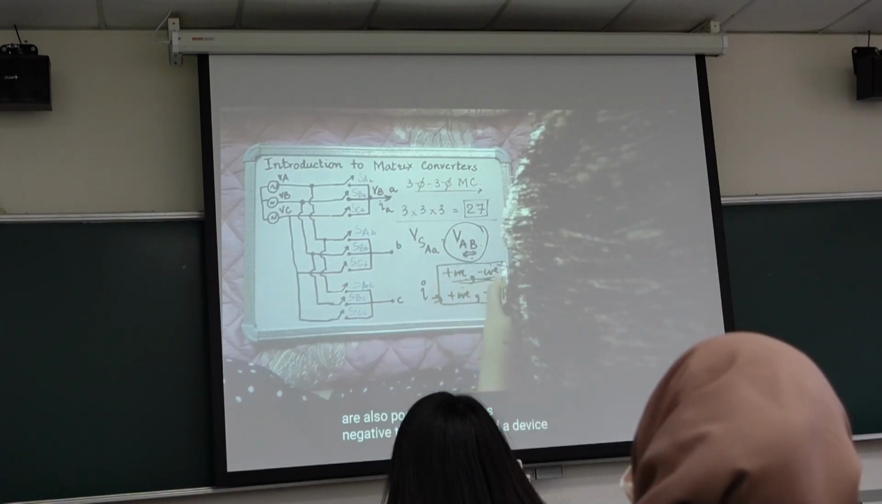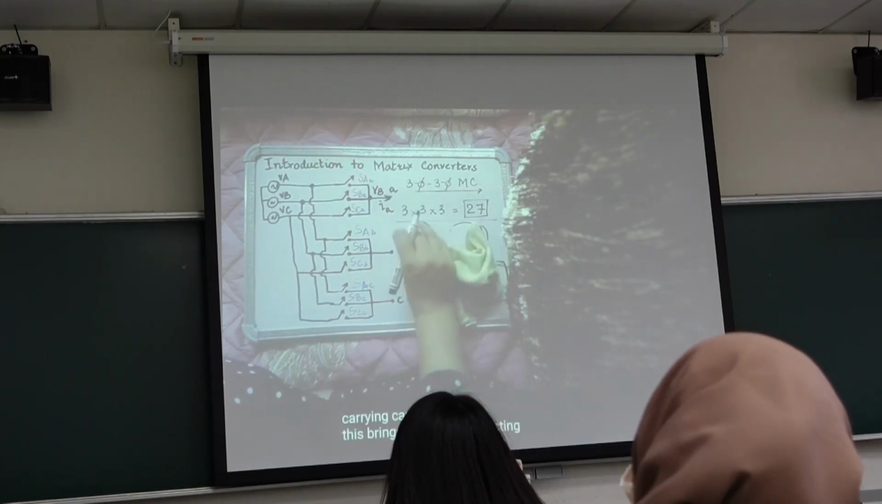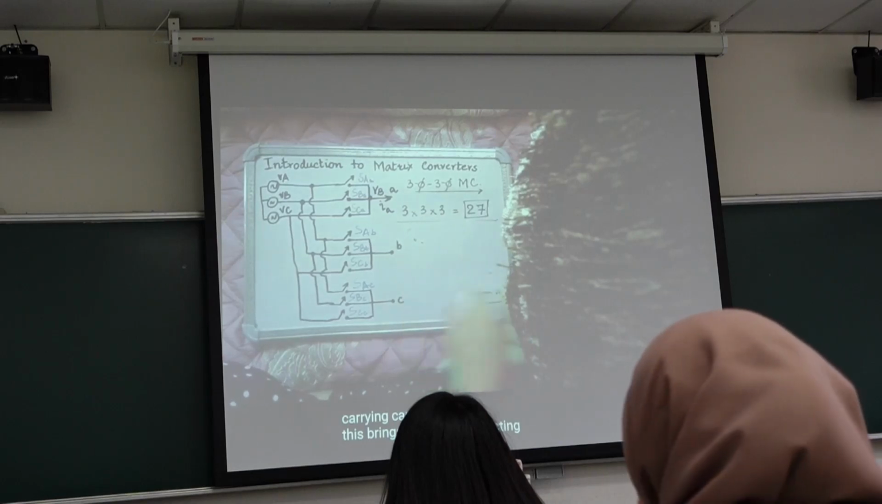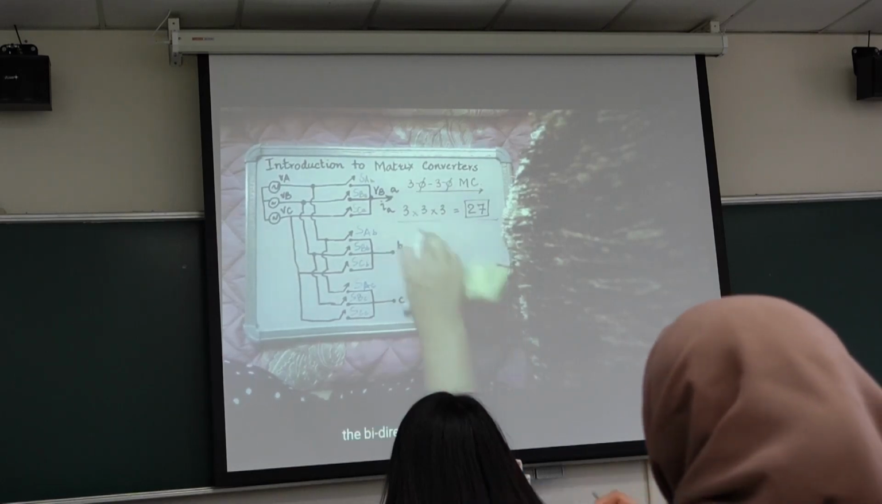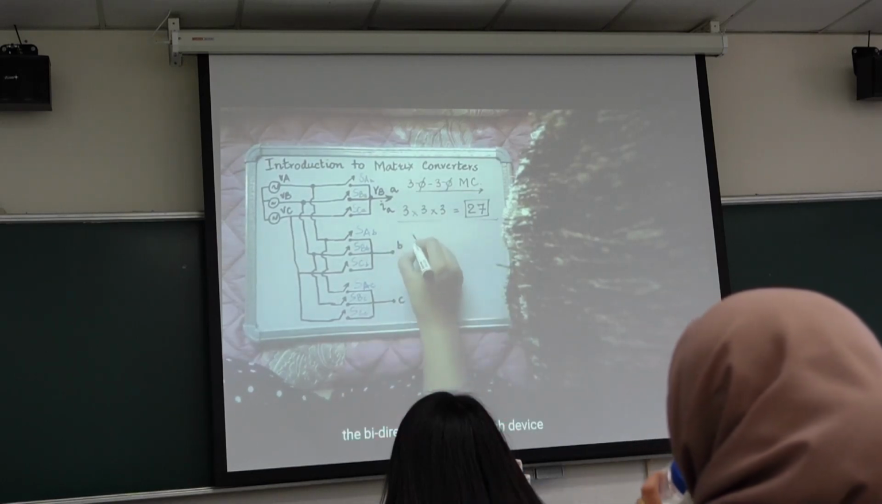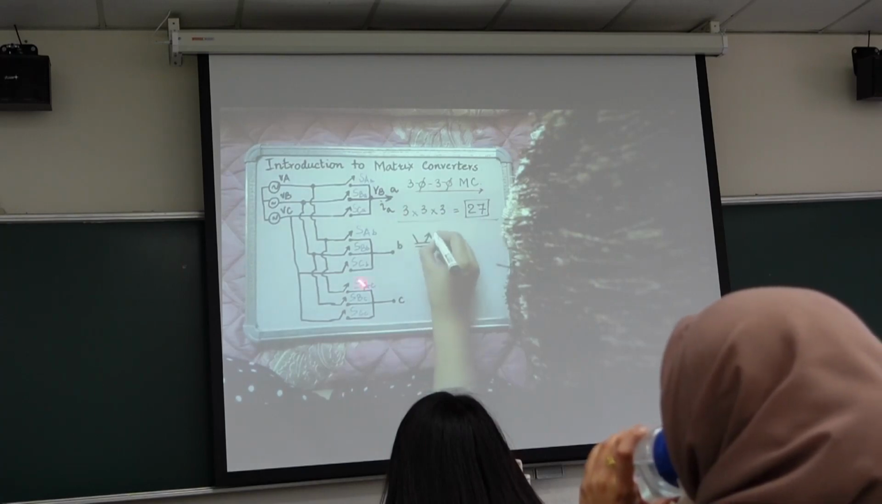So the currents to be carried by the devices are also positive as well as negative. Therefore, you need a device where the voltage could be bidirectional, positive or negative, and the current could be bidirectional, positive or negative. So we need an AC switch, not a DC switch. So a bidirectional switch.